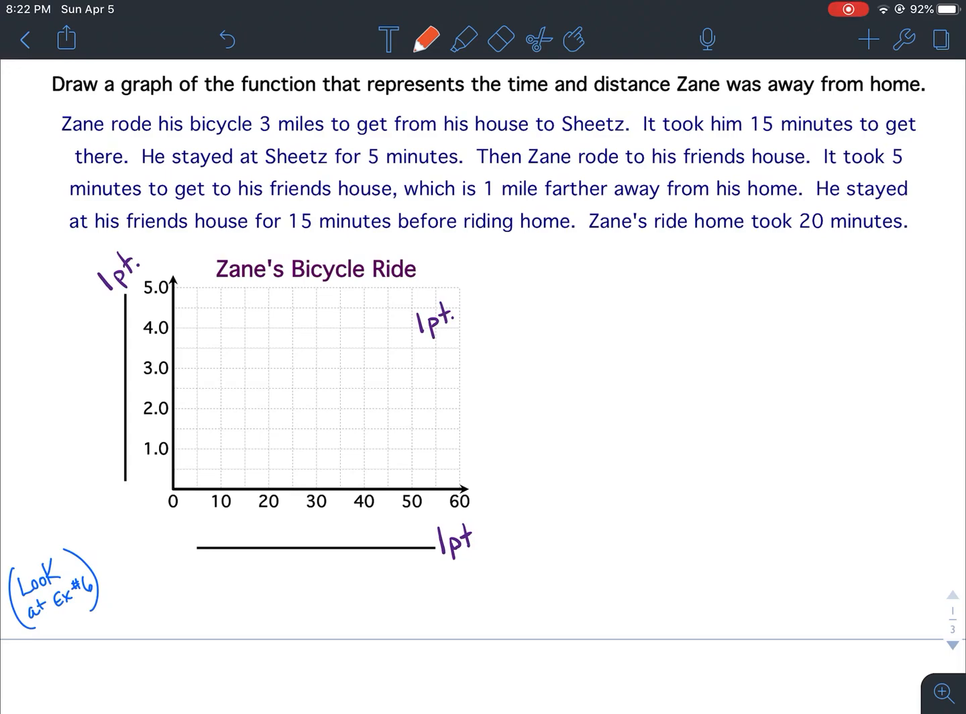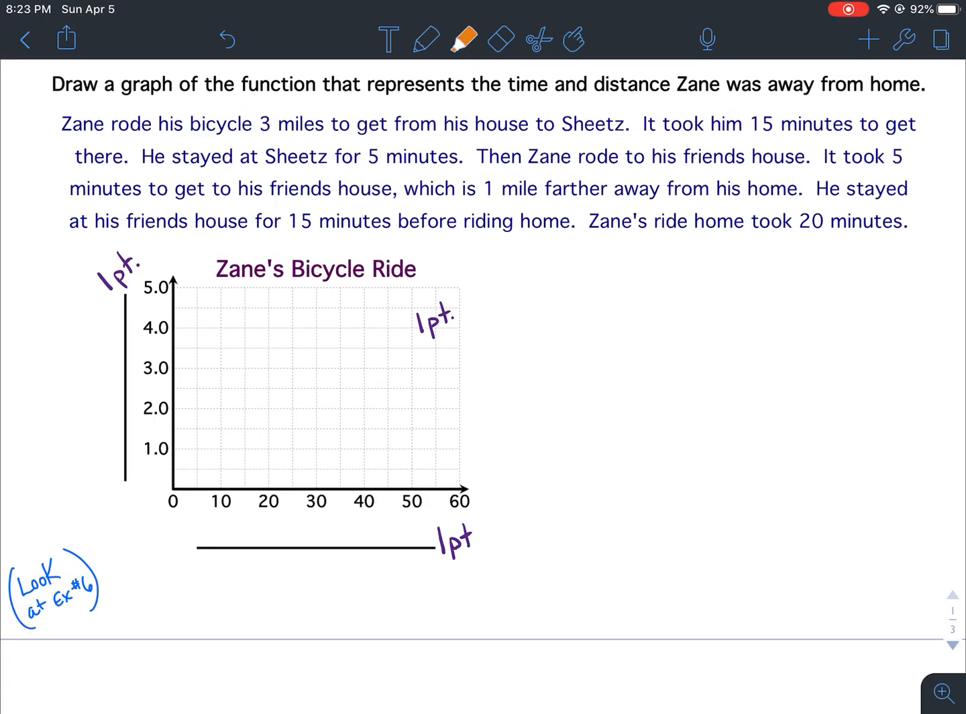So Zane rode his bicycle 3 miles to get from his house to Sheets. It took him 15 minutes to get there. He stayed at Sheets for 5 minutes. Then Zane rode to his friend's house. It took 5 minutes to get to his friend's house, which is 1 mile farther away from his home. He stayed at his friend's house for 15 minutes before riding home. Zane's ride home took 20 minutes.